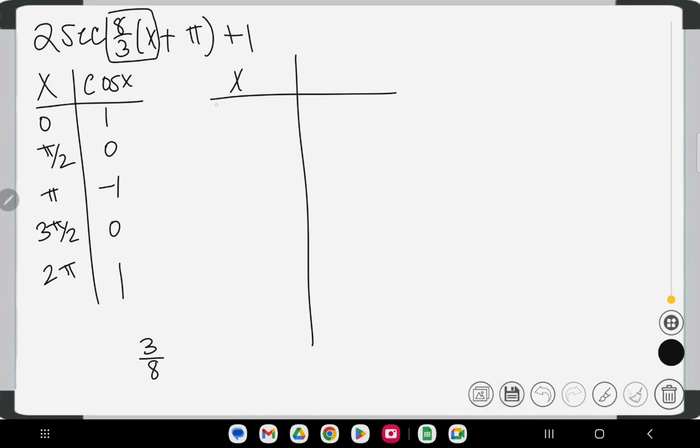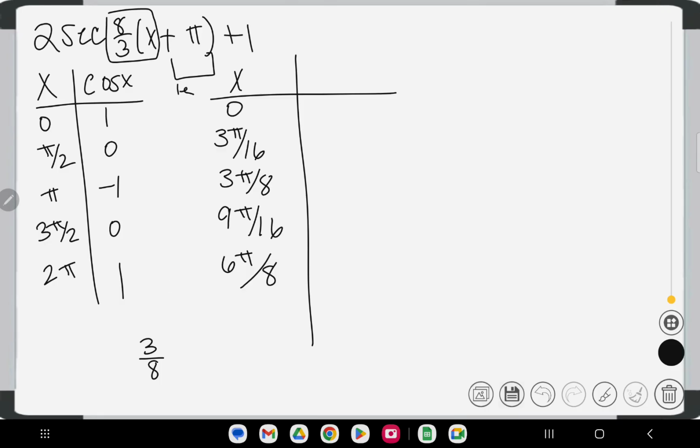All right. So 0 times 3/8 is still 0. This one becomes 3 pi over 16, 3 pi over 8, 9 pi over 16, and 6 pi over 8. But then we also have a shift here of left pi.